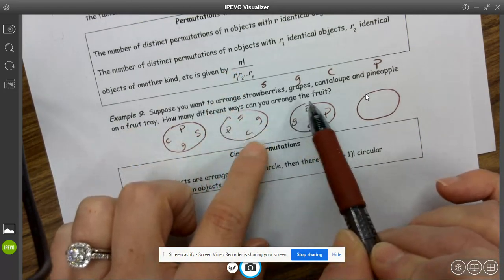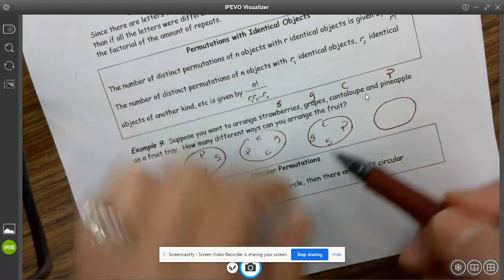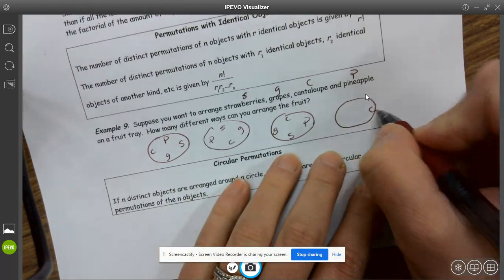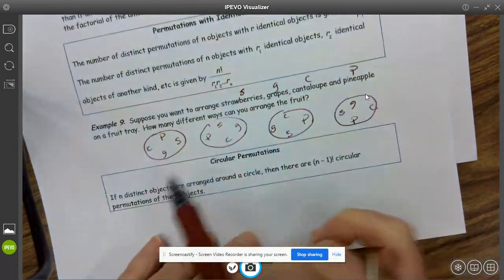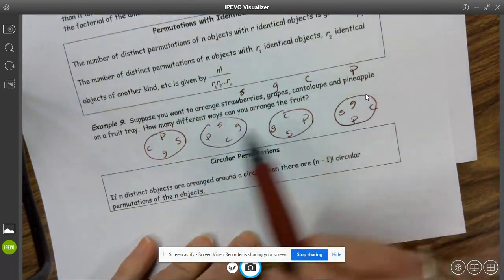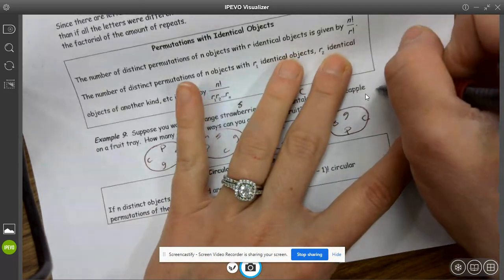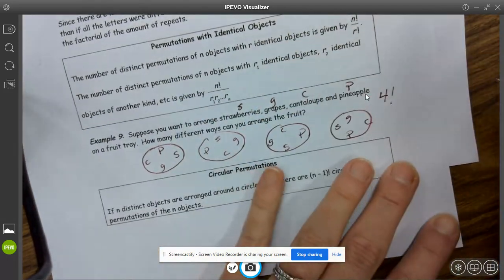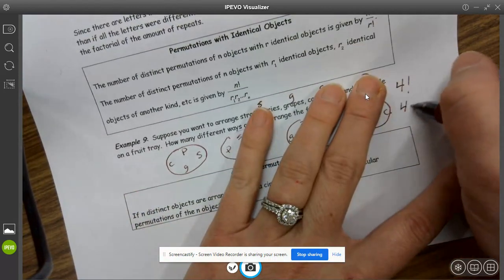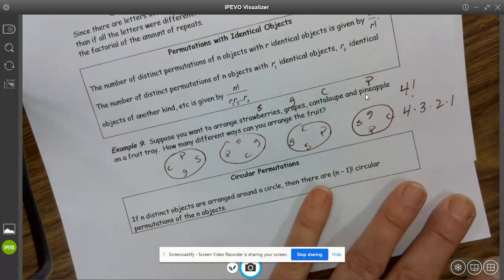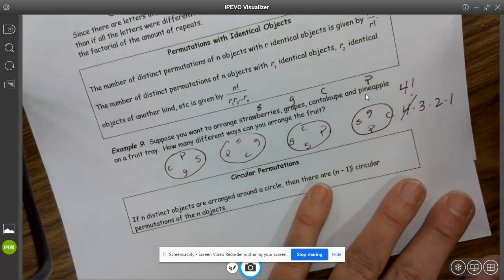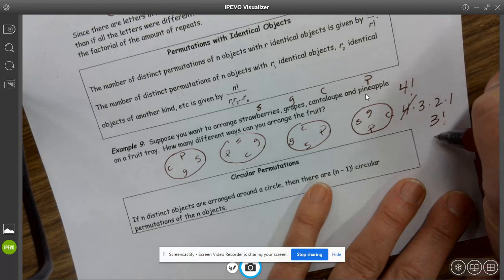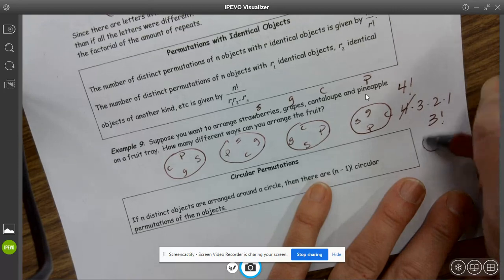Strawberries, grapes, cantaloupe, pineapple. Say I turn the tray again, and I get cantaloupe finally here, pineapple here, strawberries, and grapes. Turning that tray, the arrangements still aren't different. So I have 4 pieces of fruit. I normally would do 4 factorial, but in that 4, 3, 2, 1 way, those 4 options aren't unique. So it ends up being 3 factorial, which is 6. So there's 6 options for the tray.